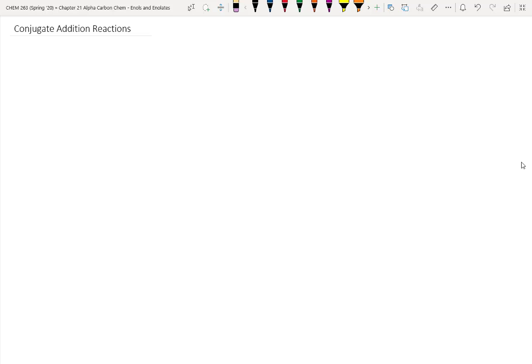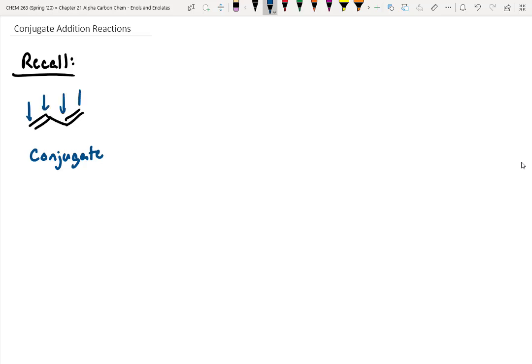Okay, so our next section is going to be all about conjugate addition reactions. But before we get too far, I just wanted to go over a little bit of review, and what it means to be conjugated to begin with. If you remember, a conjugated system is a system where you have alternating double, single, double bonds. So really, these are unique because we've got continuous p orbital overlap between all of these carbons. We covered this previously, but now it's coming into play in a new context.